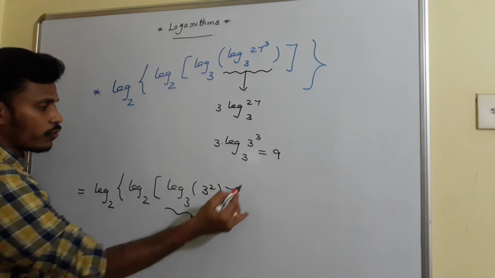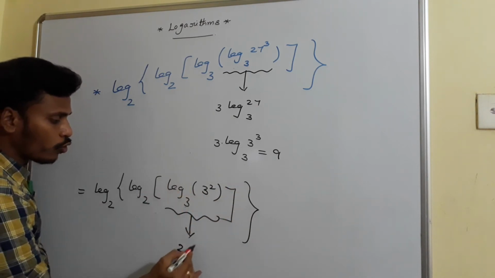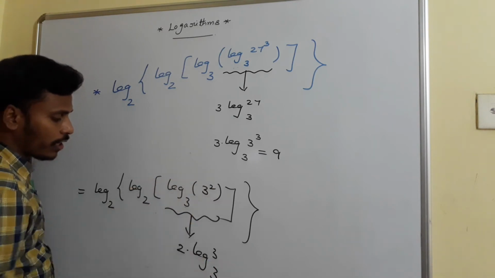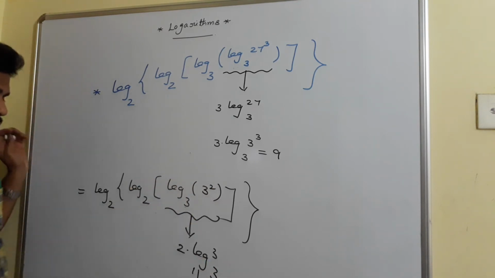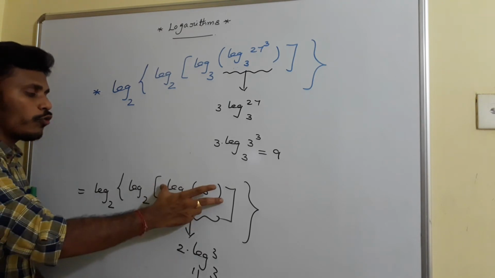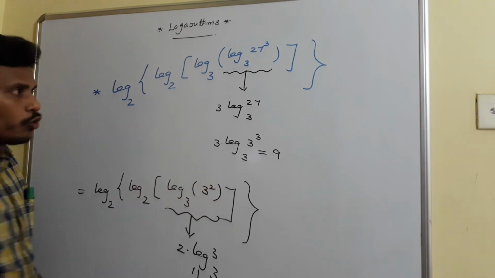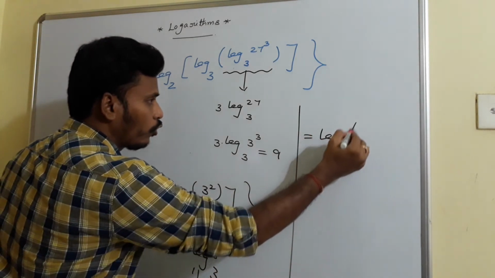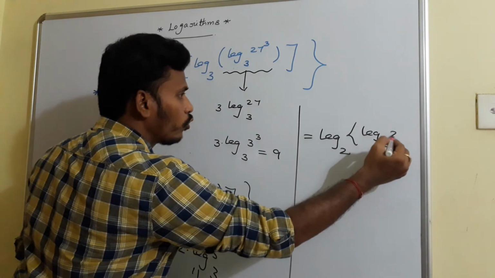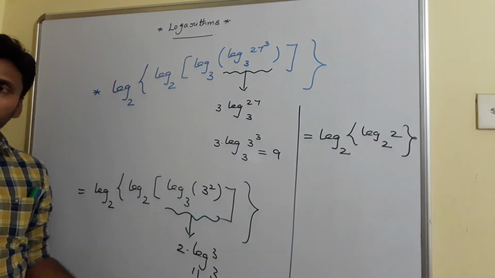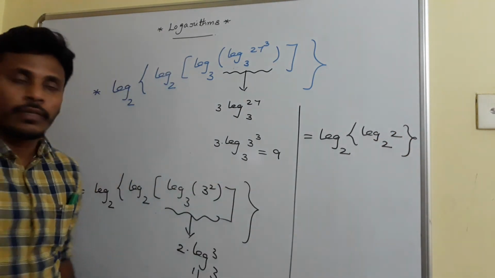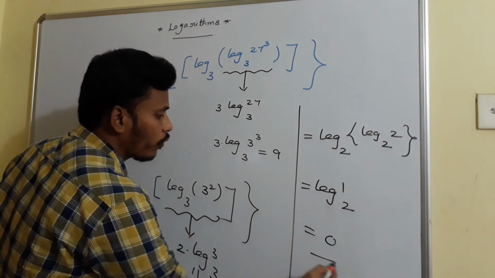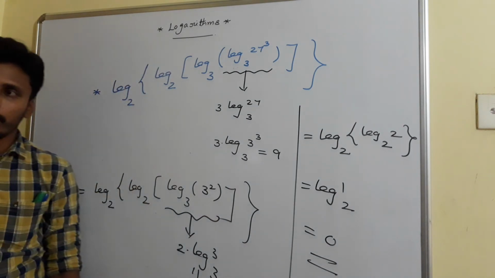If you try to simplify this one, it becomes like 2 comes out, 2 into log 3 base 3. Again log 3 base 3 is 1, so this value is 2. Since this value is 2, you need to replace this square bracket value with 2. Now you have in your hands that this is equals to logarithm of 2, logarithm of 2, 2. Right? And again logarithm of 2 base 2 is 1. Since that logarithm of 2 base 2 is 1, you will write it like log 1 base 2 and your final answer is 0 for this problem.